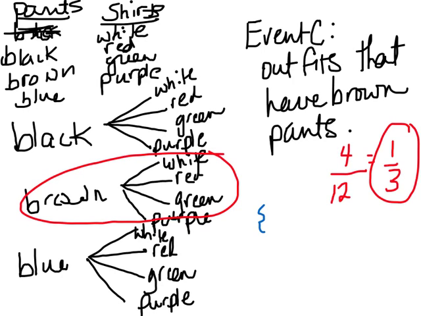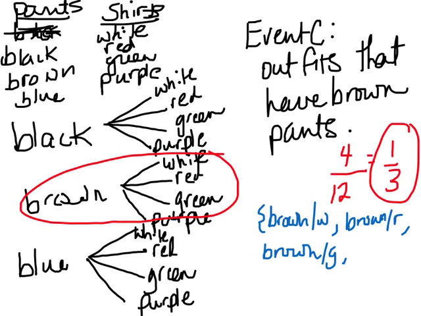So if we're supposed to list the outcomes, we would do that in these set brackets. Our outcomes that we want that would be favorable would be brown with white. I'll just do what I saw some of you do. I'll put the shirt color in, they just use the first letter, brown with red. Brown with green. We'll just put G for green, and brown with purple. This would be the list of event C's that we want. We would call those our favorable outcomes.